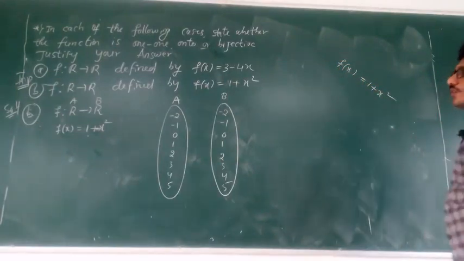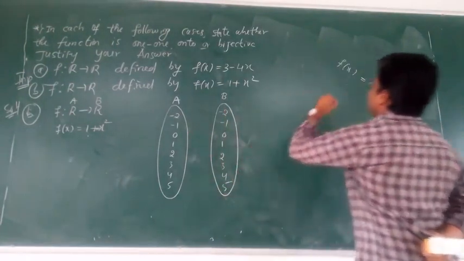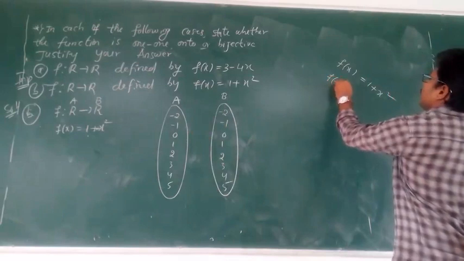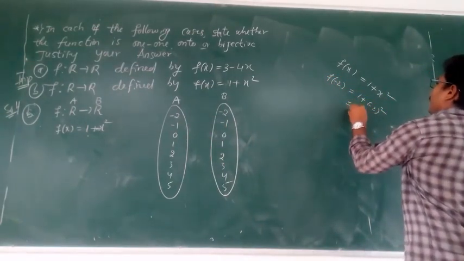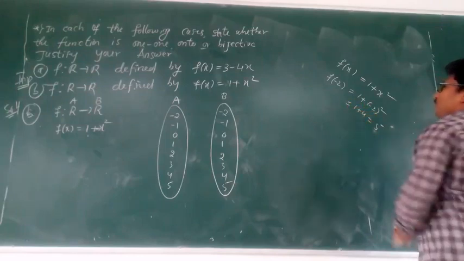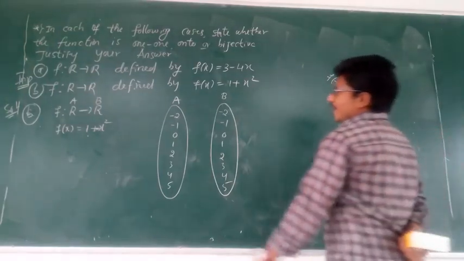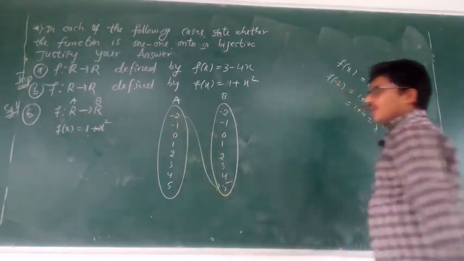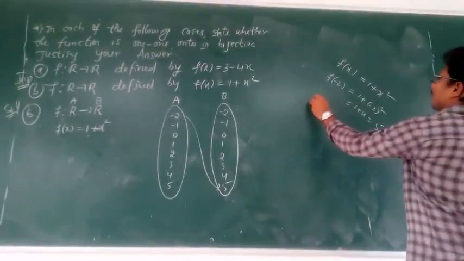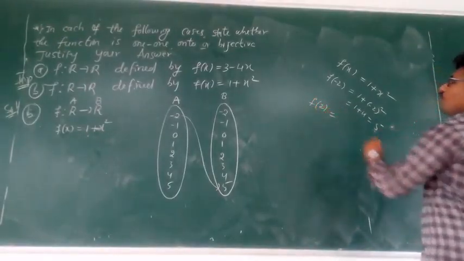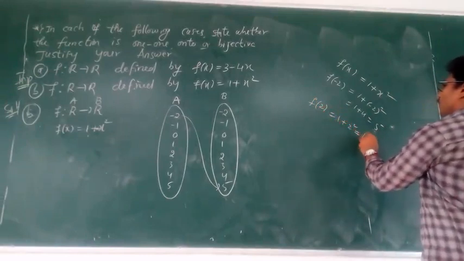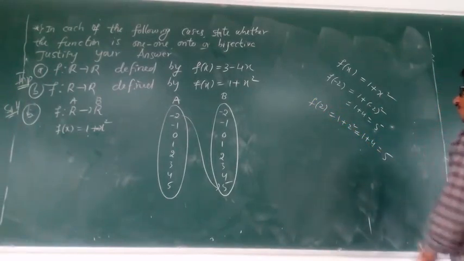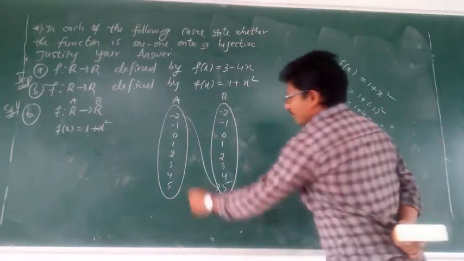Take x as the first element, minus 2. What is f of minus 2? It is 1 plus minus 2 whole square, which is 1 plus 4 is equal to 5. Minus 2 is directly connected with 5. Next, check 2: 1 plus 2 square is 1 plus 4, which is 5. 2 is connected with 5.